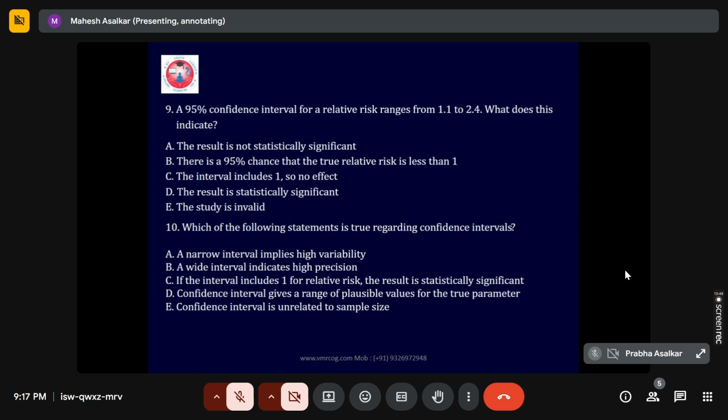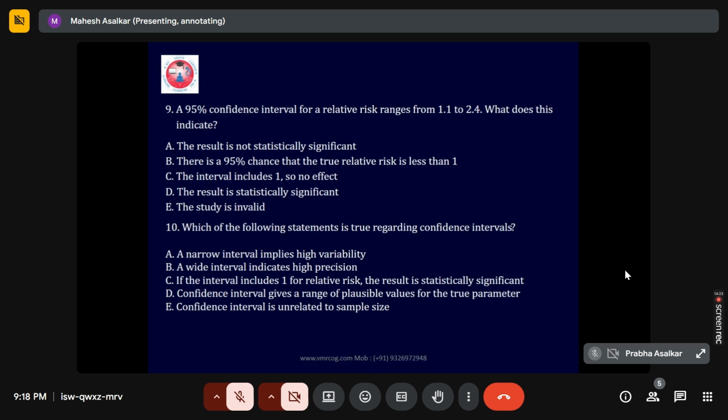Question 10: Which of the following statements is true regarding confidence interval? A, a narrow interval implies high variability. B, a wide interval indicates high precision. C, if the interval includes 1 for relative risk, the result is statistically significant. D, confidence interval gives a range of plausible values for the true parameter. E, confidence interval is unrelated to sample size. Sir, what is true regarding the confidence interval out of this?